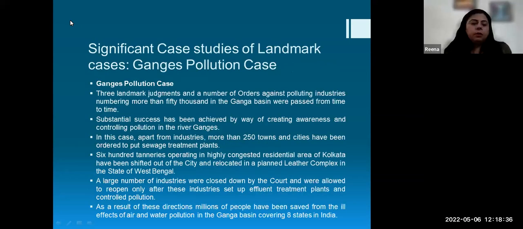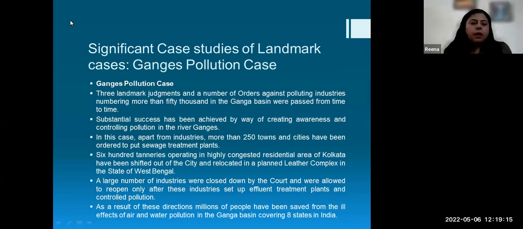Okay, then there was a significant case study of Ganga pollution. There were 3 landmark judgments and a number of orders under them. There were more than 100 industries involved, and many industries were issued show cause notices. More than 50,000 notices were given in the Ganga basin from time to time, and substantial success has been achieved by way of creating awareness and controlling pollution.